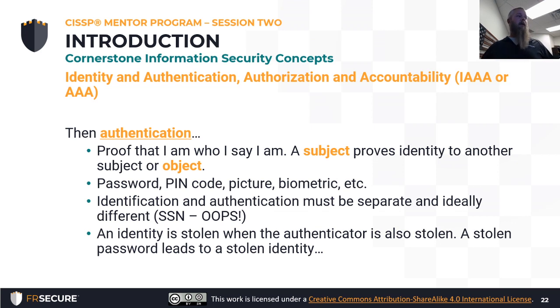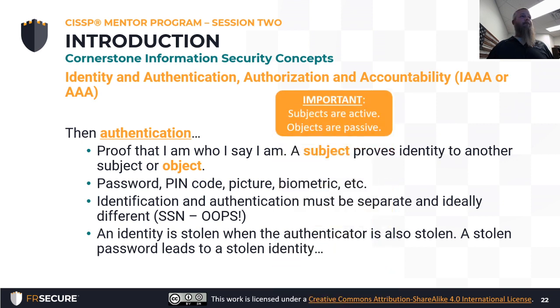Still happens. An identity is stolen when an authenticator is also stolen, because then I can claim to be you. I know your identifier, and so if I steal your authenticator, I can be you to the system, which then messes up the whole rest of the chain: the identity, authentication, authorization, and accountability. There's no accountability if your identity has been stolen. You don't know if it's you, don't know if it's an attacker. There's no way to point it out to, and that really hurts when you do investigations. So again, important: subjects are active, objects are passive.